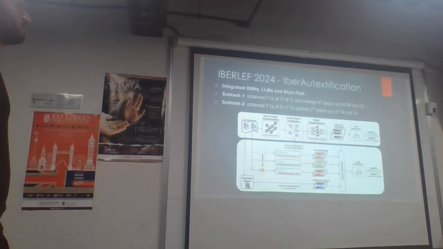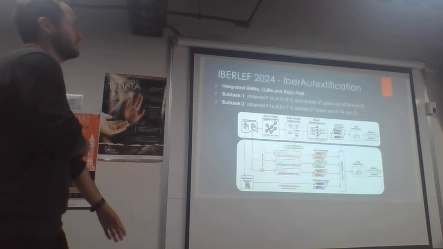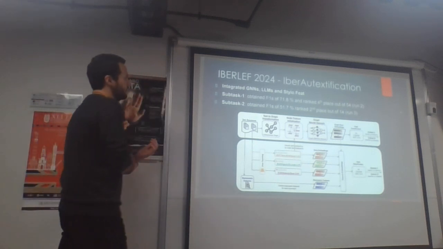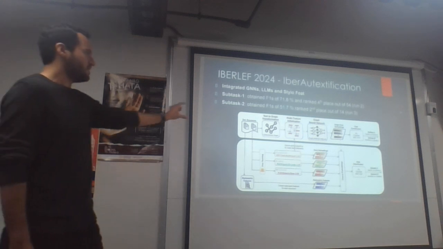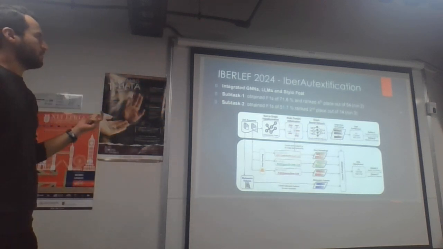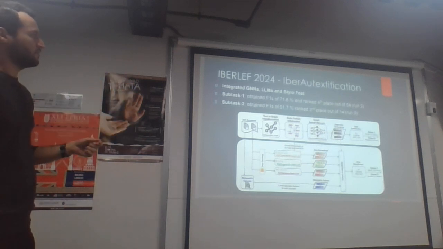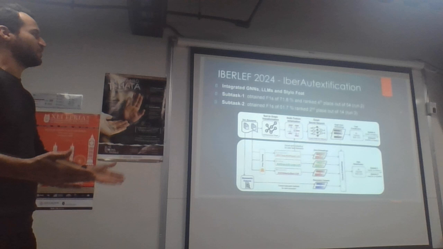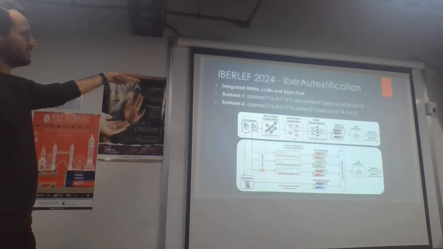And related to IberLEF IIMAS 2024, this is the IIMAS TextiFication for automatic generated text identification. Here we use the base GNN approach that I showed before, but here we integrated different multilingual LLMs and stylometric features to improve the performance of this system. Here we participated in two subtasks. The first one is the binary classification.